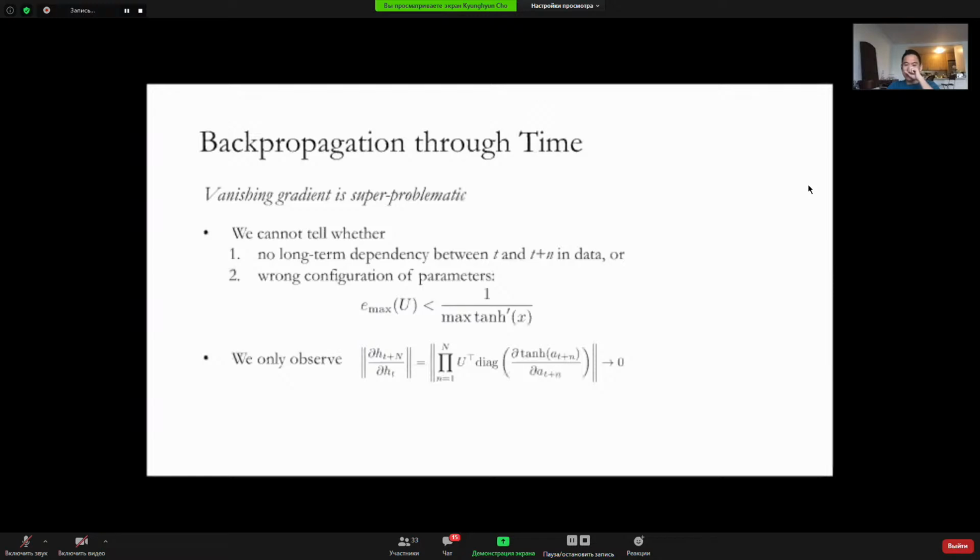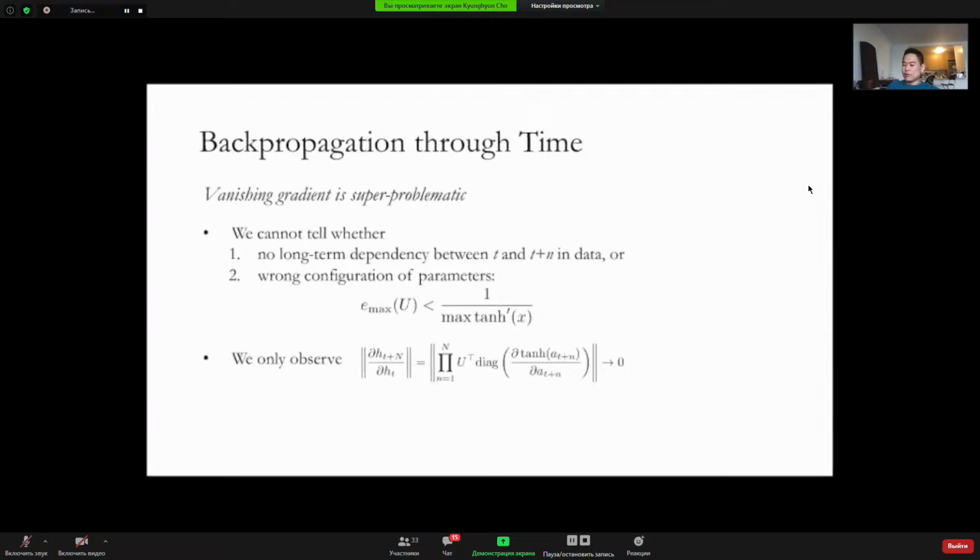The issue is with the vanishing gradient. We actually cannot tell why vanishing gradient happens. Well, to be specific, we cannot tell which of the reasons for vanishing gradient actually happen. So there are two ways that vanishing gradient can happen.